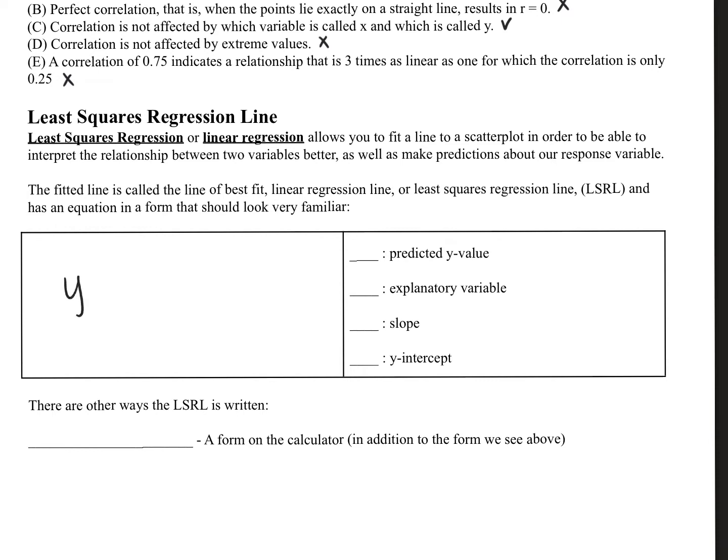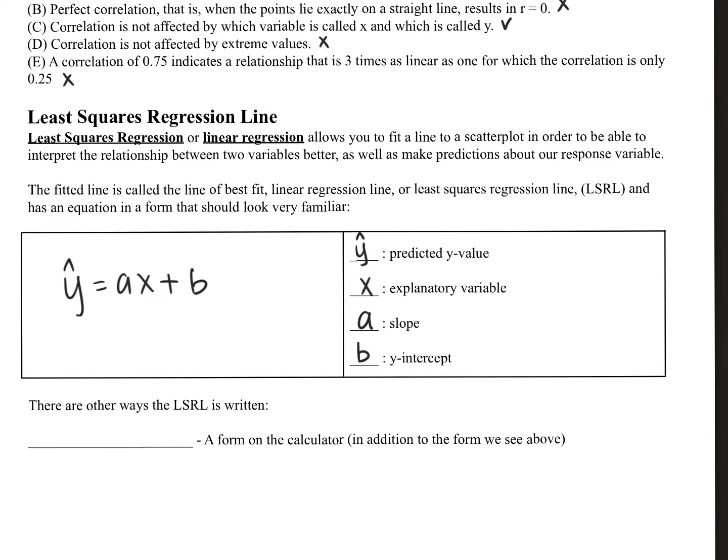And it has an equation in a form that should look very familiar. The equation is y hat equals ax plus b, which should look very familiar to the equation we use for slope-intercept form, which is y equals mx plus b. So very, very similar. y hat is our predicted y value. Our explanatory variable is x. Our slope is represented by the variable a, and then our y-intercept b.